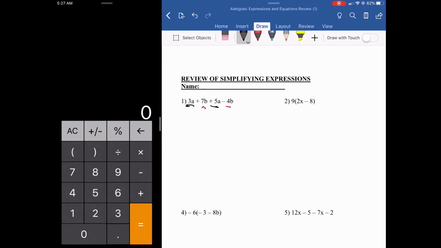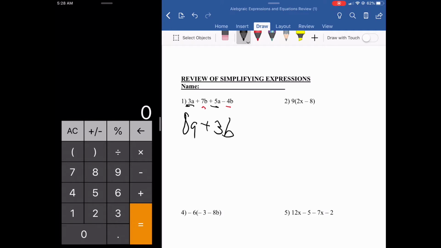You can only add like terms, meaning you can only add all the A's up or all the B's up or all the C's, D's up. So you got to add like terms. So 3A plus 5A equals 8A. 7B minus 4B equals plus 3B. So you are combining the terms.